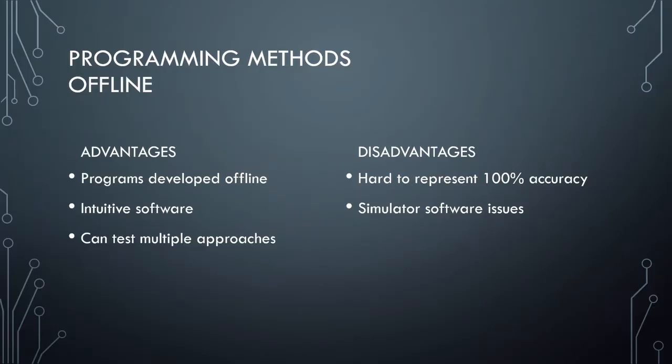Of course, the biggest advantage to programming offline is that you can be offline. You don't have to physically be there. You can be nice and comfy in a chair at your desk. There's not as much of a rush to program right away. There's no downtime involved, so the robot can be working on something else while you're creating a new program for it. There's also a lot of software that's really intuitive and easy to use.